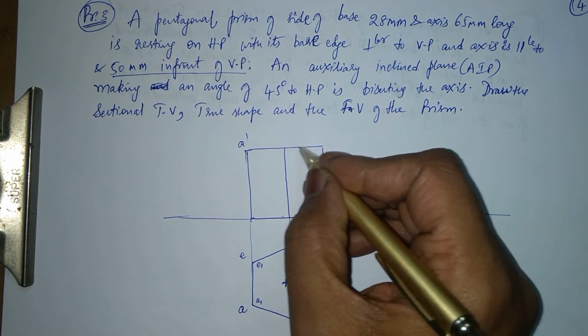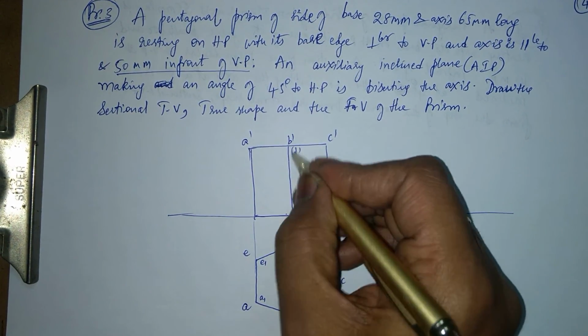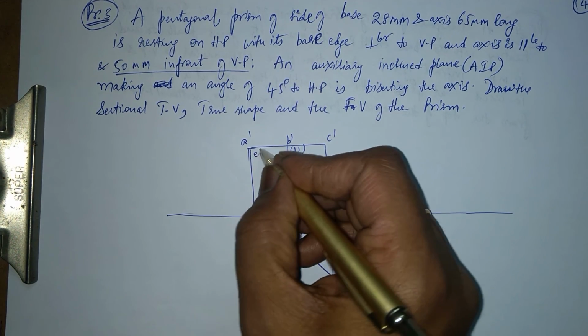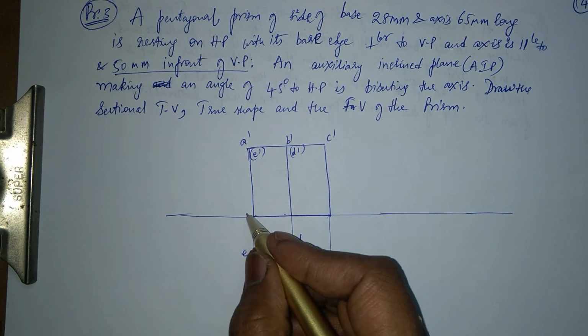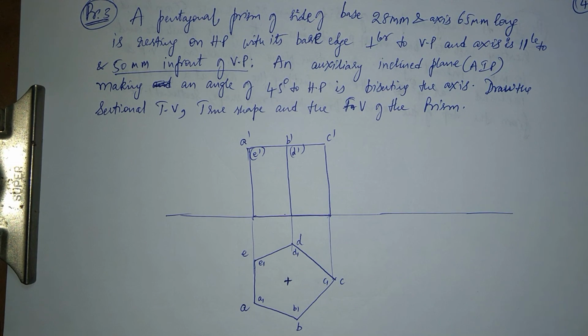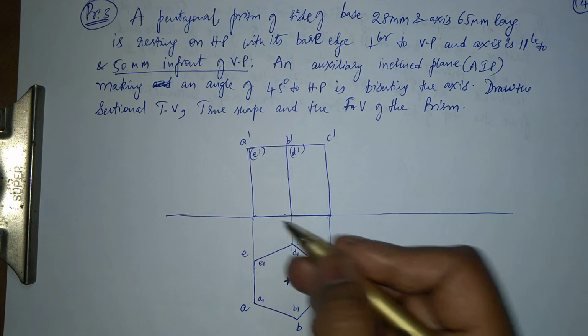Okay, this is my A dash, B dash, C dash. This is my D dash hidden, and then this is my E dash hidden. Similarly, this is A1, B1. Okay, let's forget about that. You guys can draw it in your diagram. Okay, it's A1 dash, B1 dash, C1 dash, D1 dash, and E1 dash.